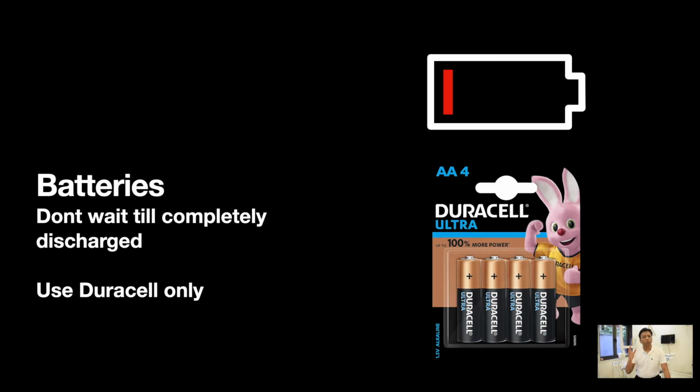Coming to the batteries. Now, do not wait until the last percentage of your battery is exhausted, and then change the batteries. No, once the apex locator starts blinking that the battery power is coming to minimal, please go ahead and change the batteries. Now when it comes to batteries, there are no great batteries like Duracell. I would highly recommend that you use Duracell batteries. The rechargeable batteries which are available do not work, so always use non-rechargeable Duracell batteries.